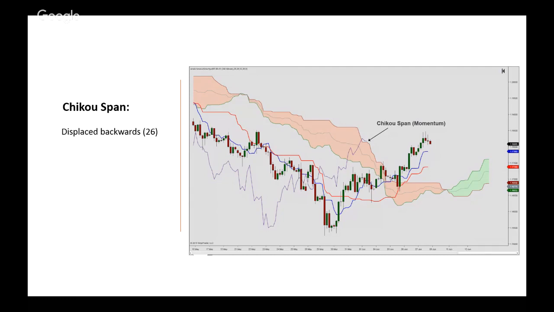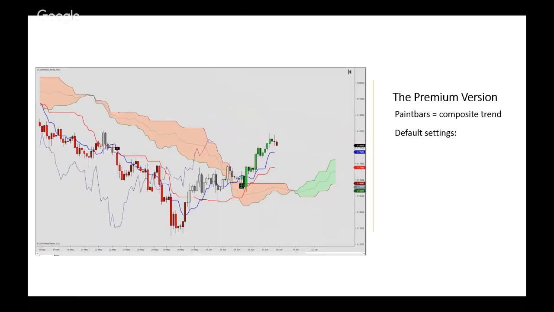Also, it can be a long-term momentum indication, as we see here when the Chikou Span is crossing the Kumo midline. Of course, all of this can be a bit much to keep track of and to take in, with these different plots and filter possibilities, which is why we offer the premium version of the Ichimoku indicator. And that is what this looks like. First, you see the paint bars here, allowing you to define various composite trend filters that will determine your signals.